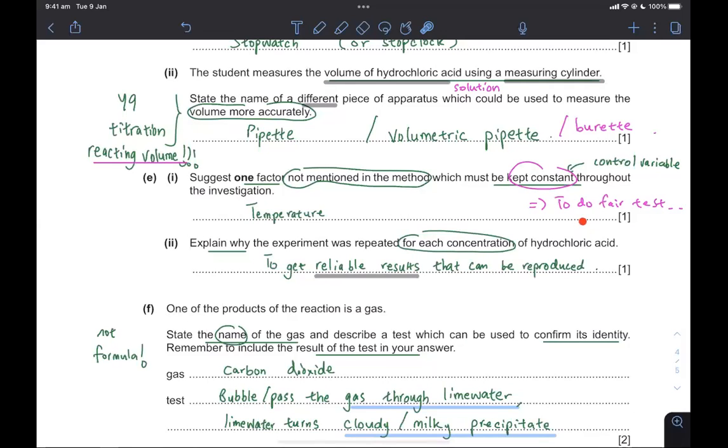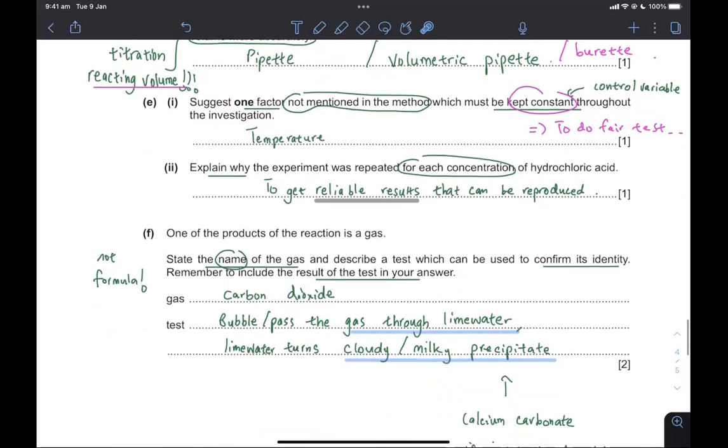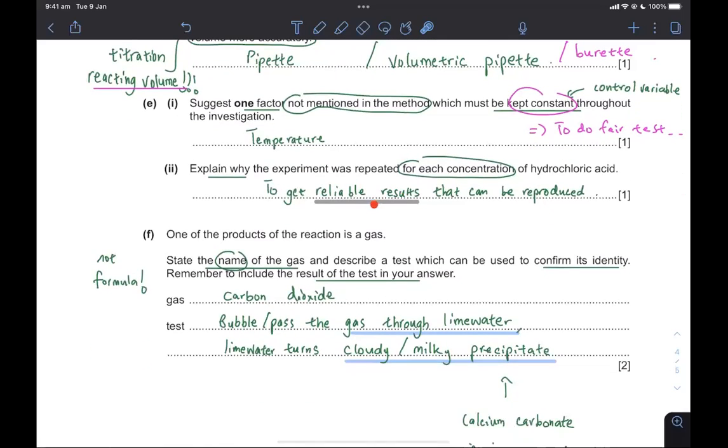This question was about changing concentration. This is a different thing. Some people write down to get a fair test here, which is wrong. This is why do we repeat? We repeat just now, reading number 1, and then we have reading number 2. In an experimental science, we can then average the results. When you saw the two results, they are pretty similar to each other. So this is about reliability.